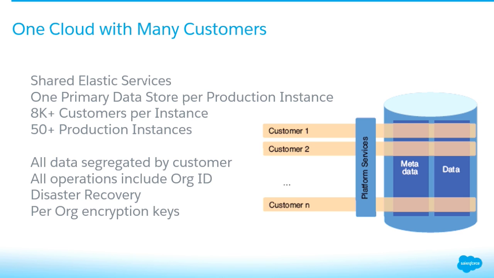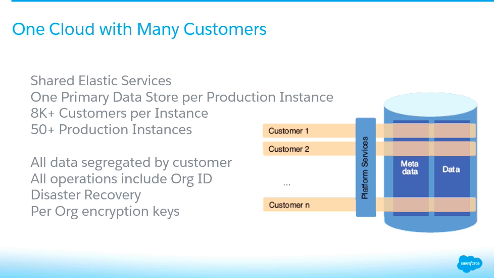It's one cloud with many customers. So what we have here is a group of shared elastic services. And we're talking about elastic, meaning it can expand and contract when required. So there's many, many things that Salesforce does on your behalf. Now there's one primary data store per production instance. We'll talk about what an instance is later on, but what happens here is you have multiple customers running inside of one piece of technology, one Salesforce instance. This instance contains all of your data, it contains all of your configuration, it contains all of the other people who run on the same instance, it's their stuff as well.